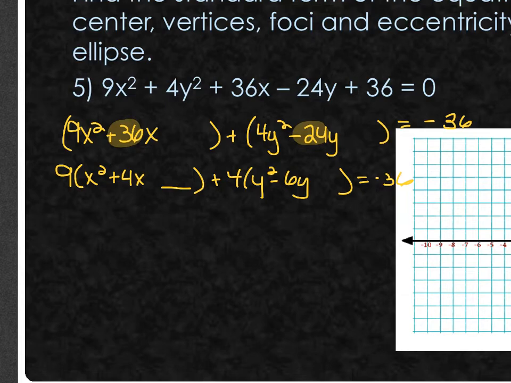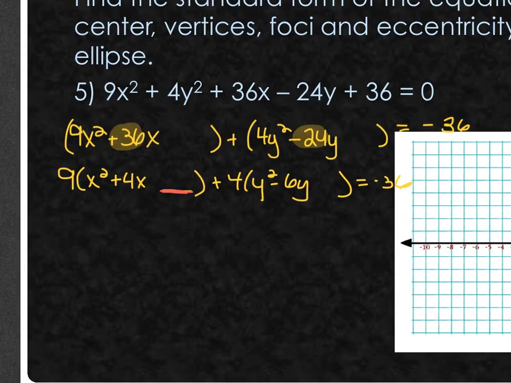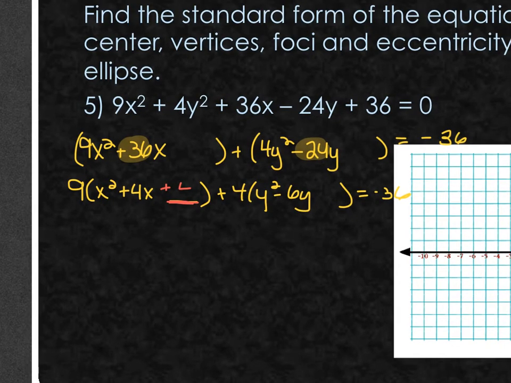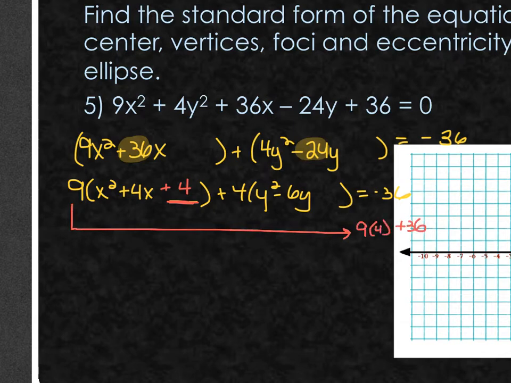All right, now I've got to fill in those spaces. So I want to fill in this space. I'm going to say 4 divided by 2 is 2. 2 squared is 4. I add the 4 here. But before I add it to the 36, I have to multiply it by what's on the front, and that's the second most common mistake made. Make sure you multiply it by what's on the front.